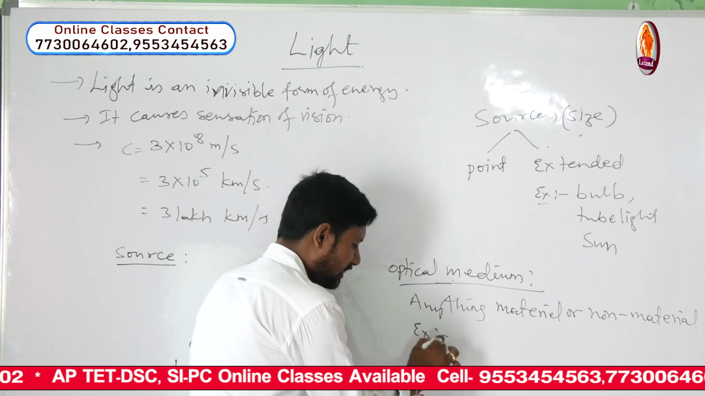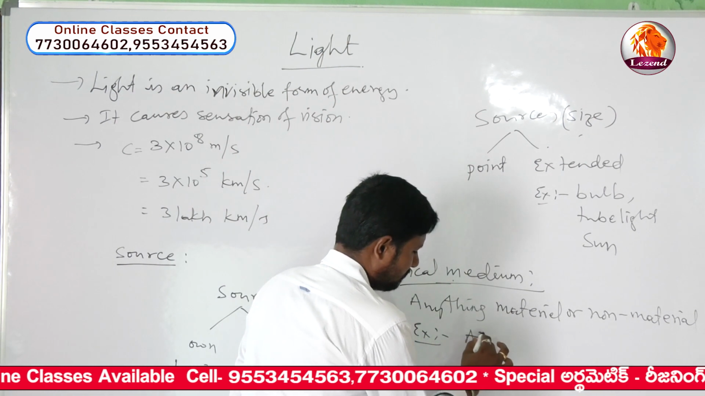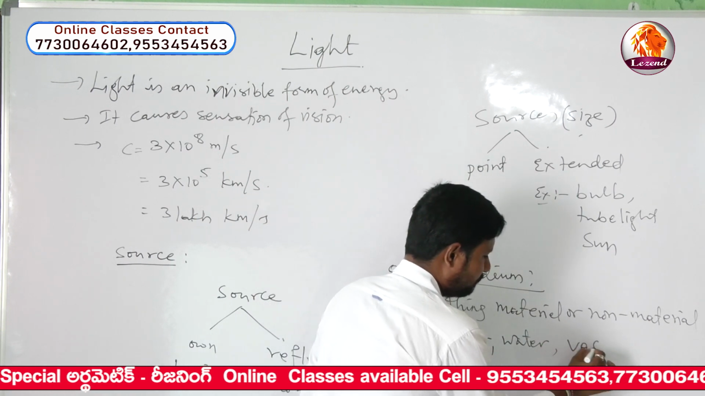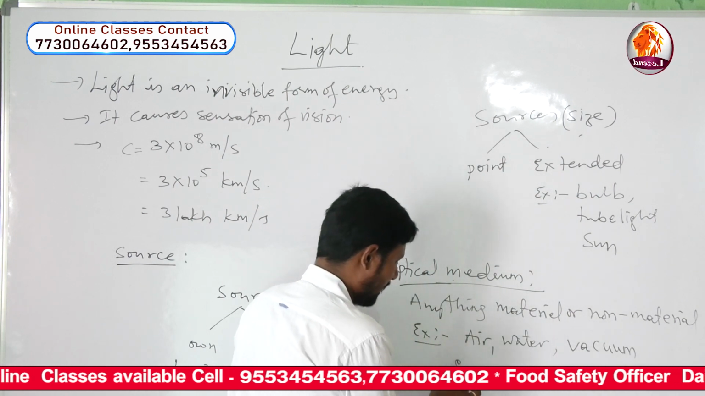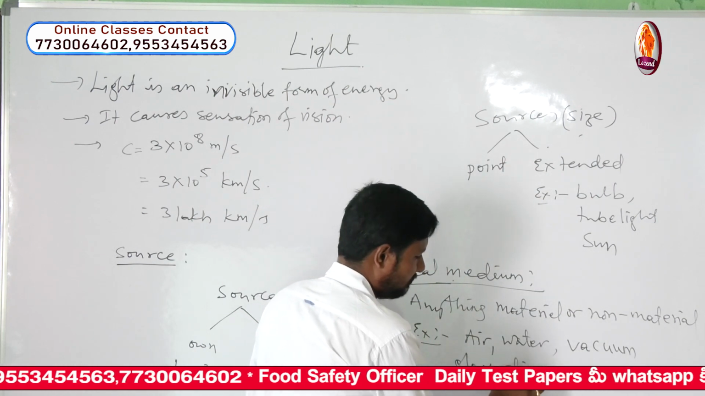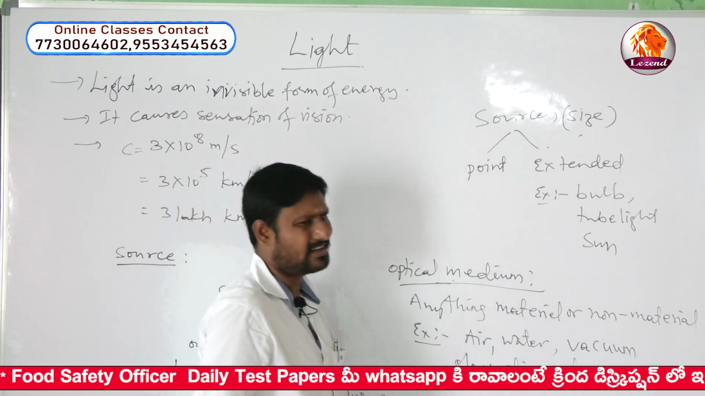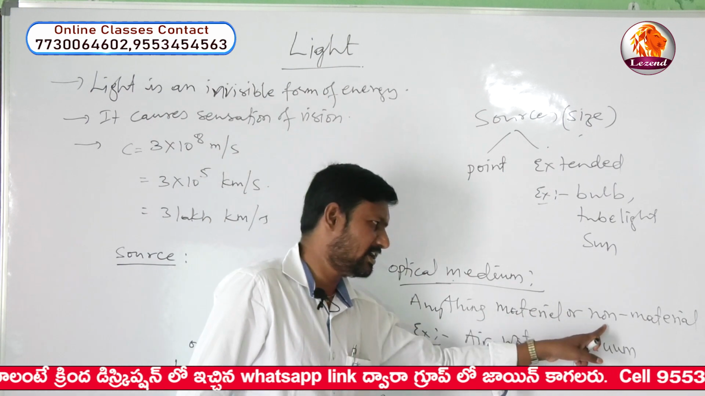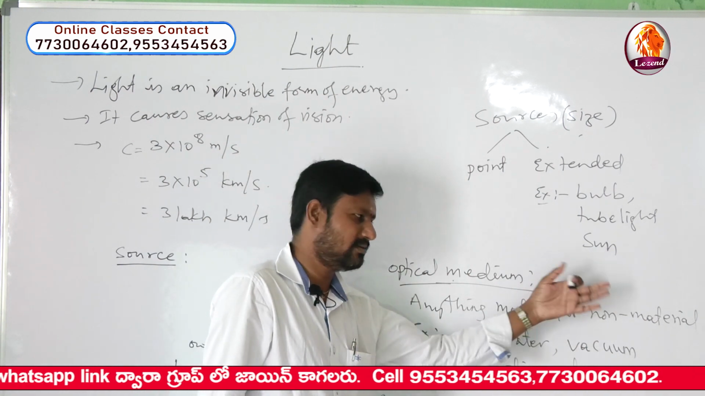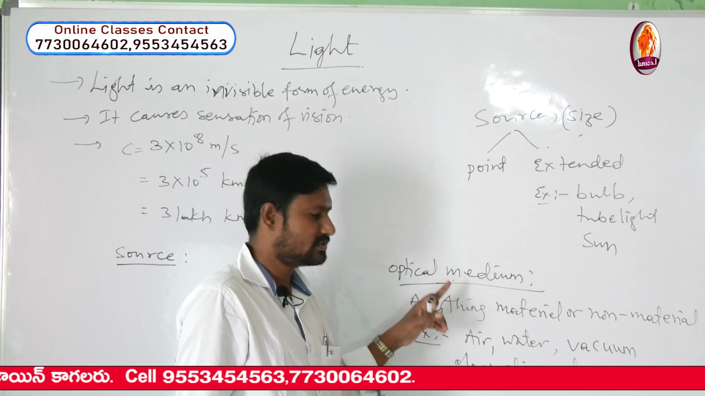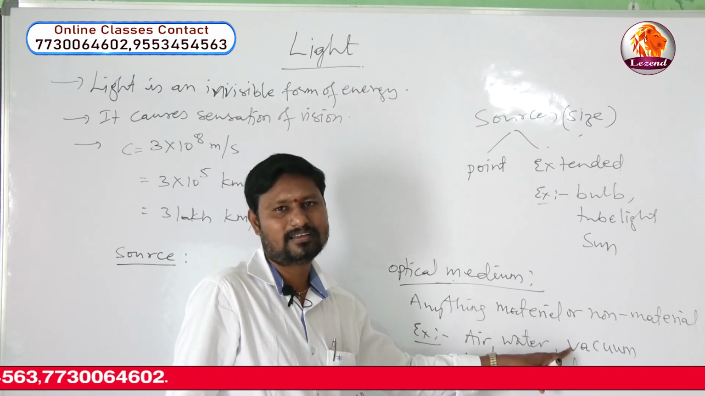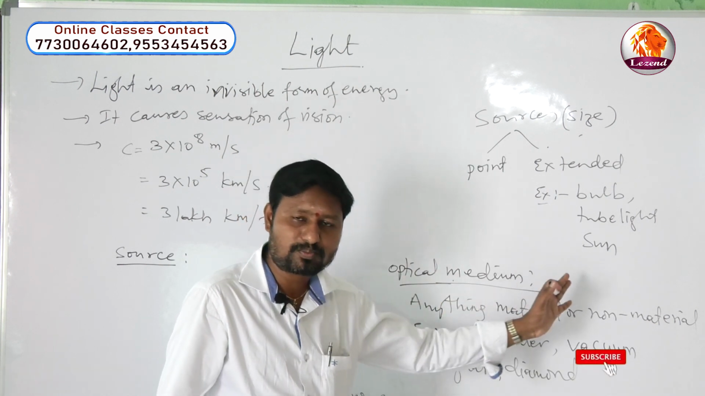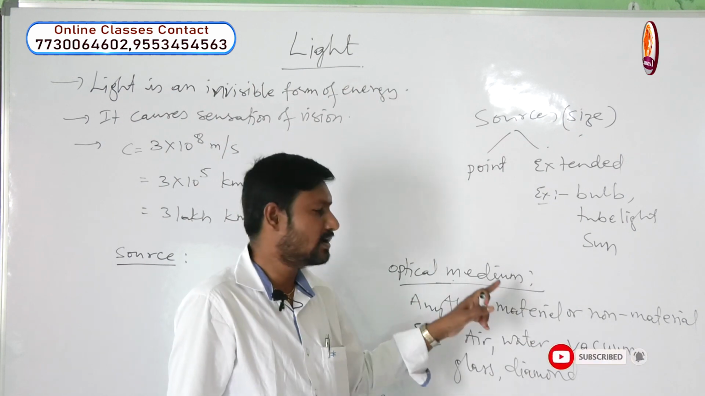Examples for this we can take: air, water, vacuum, glass, diamond, you can take anything. Such type of material or non-material. Non-material means nothing. Nothing can also be taken as an optical medium. So vacuum is nothing but nothing. So a material or non-material substance which allows the light to pass through it is considered an optical medium.